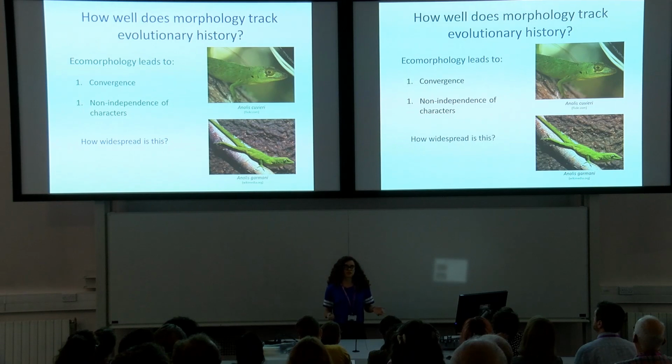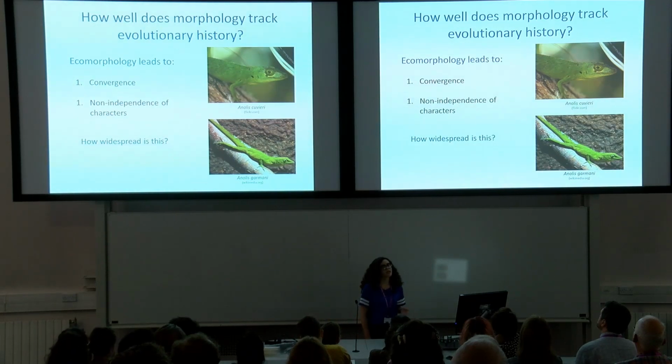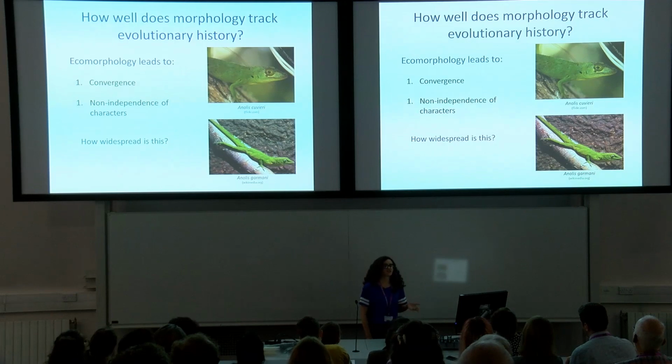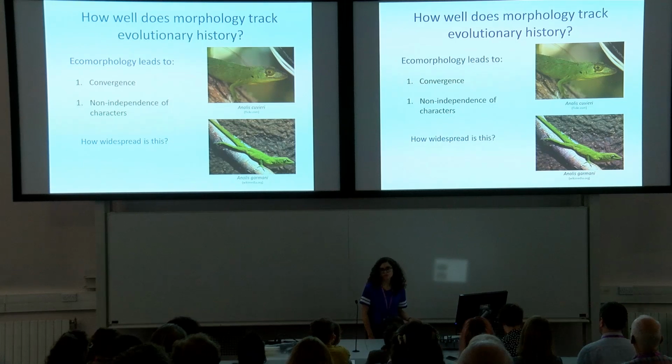When we build trees using these two different types of data, they quite often conflict with one another, which raises the question of how well morphology actually tracks evolutionary history if we use molecular data to be a kind of benchmark. There are several issues that affect morphology, probably more than they affect molecular data. And these are issues that are quite often associated with strong natural selection on morphological traits, often due to shared evolutionary pressures and occupying a similar niche.